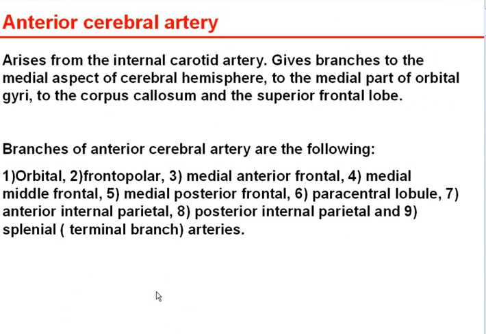The branches of the anterior cerebral artery are the following: the orbital branch, frontal polar, medial anterior frontal, middle frontal, medial posterior frontal, paracentral lobule, anterior internal parietal, and posterior internal parietal, and splenial arteries.